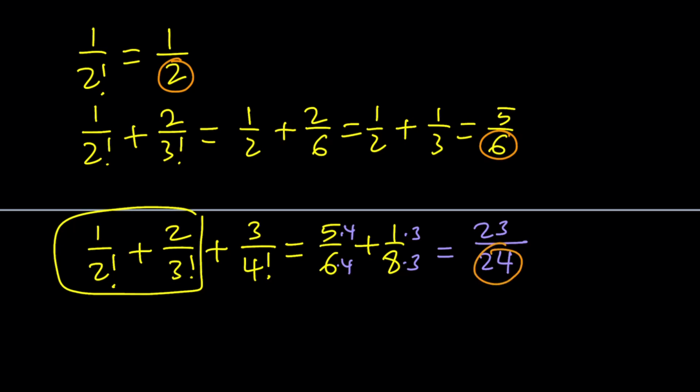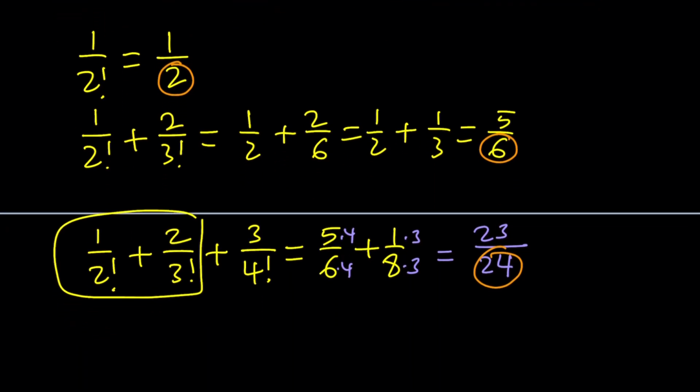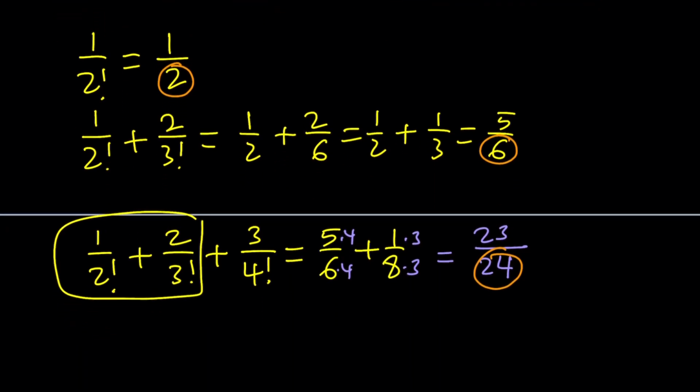What does that remind you of? Well, we're looking at factorials, aren't we? So are they factorials? And the answer is yes. So this is like 1 over 2 factorial. This is like 5 over 3 factorial. And this is like 23 over 4 factorial. Okay, great. But where does the 5 come from?